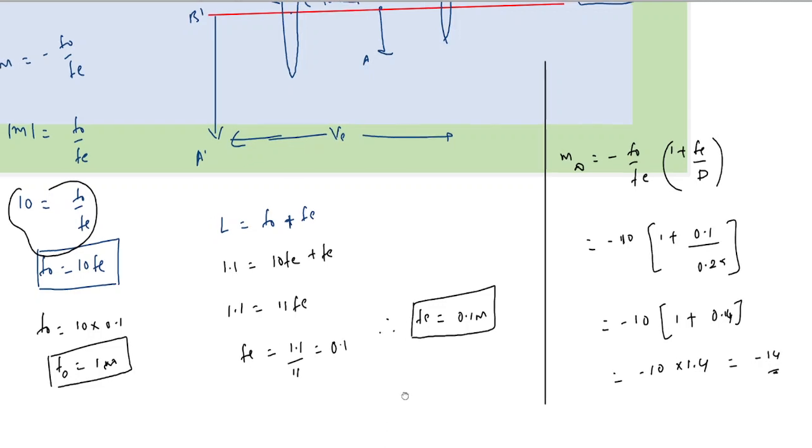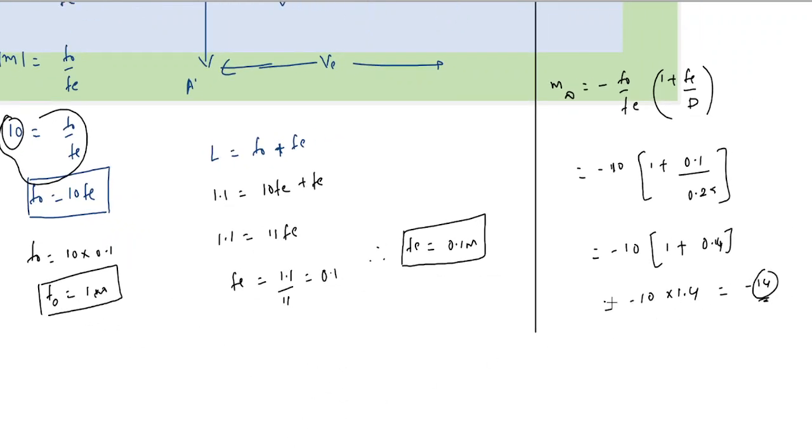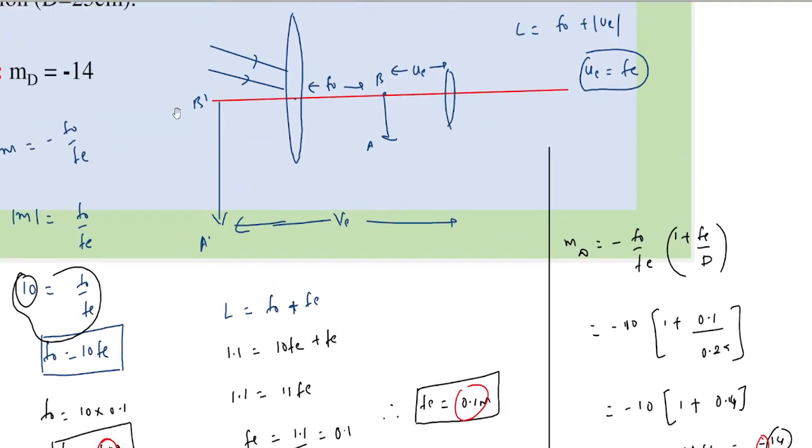Observe here that when the image is formed at infinity, it is 10, otherwise it is 14 here. So for this setup, for these two lenses of focal length 1 meter and 0.1 meter, the range of magnification is between 10 to 14. So m is between 10 to 14. The minus sign here just indicates that the final image, which is A dash B dash, is inverted with respect to the object. That's what the minus sign means.